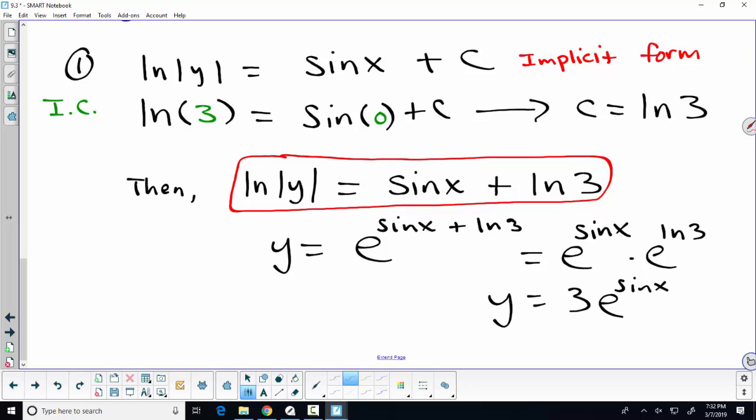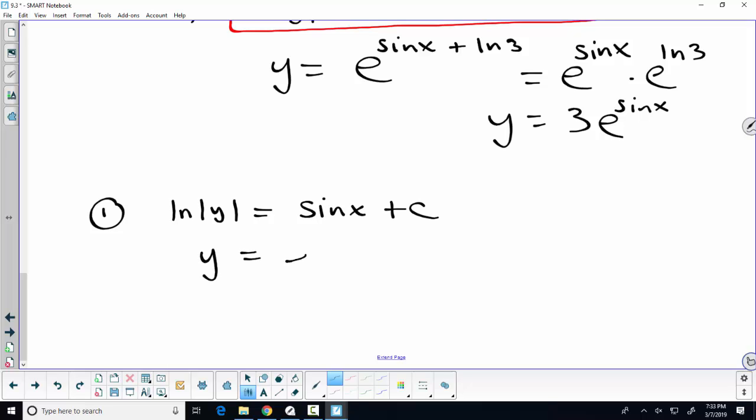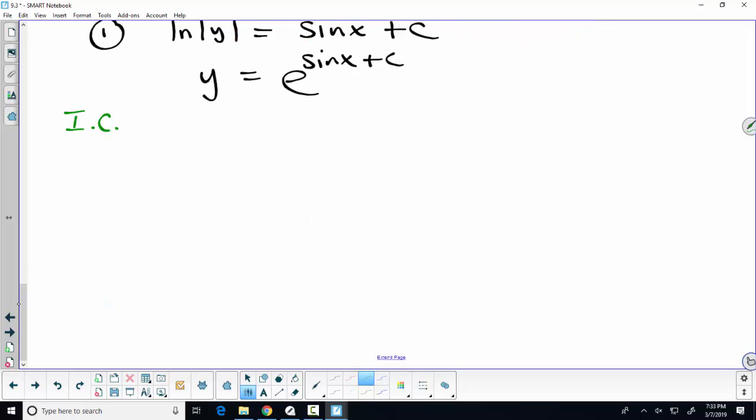So notice if we took the implicit form in equation 1 and solved for y and then plugged in the initial conditions, we have the same solution. So we have e to the sine x plus c, and then we solve for y, which is e to the sine x plus c power. Then we plug in our initial condition, and this is when we'll get the solution c equals 3.